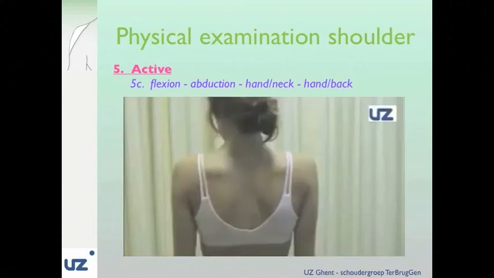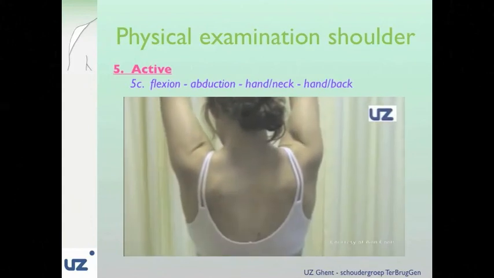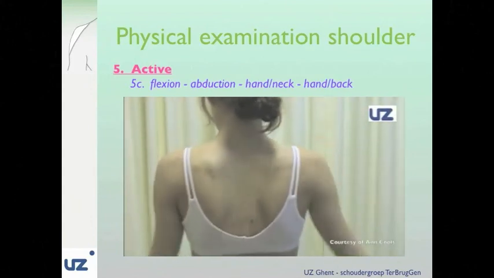Last, there is a type 3. This girl has a prominent superomedial border of her left scapula. Prominence of the superomedial border is often associated with impingement and rotator cuff injuries.